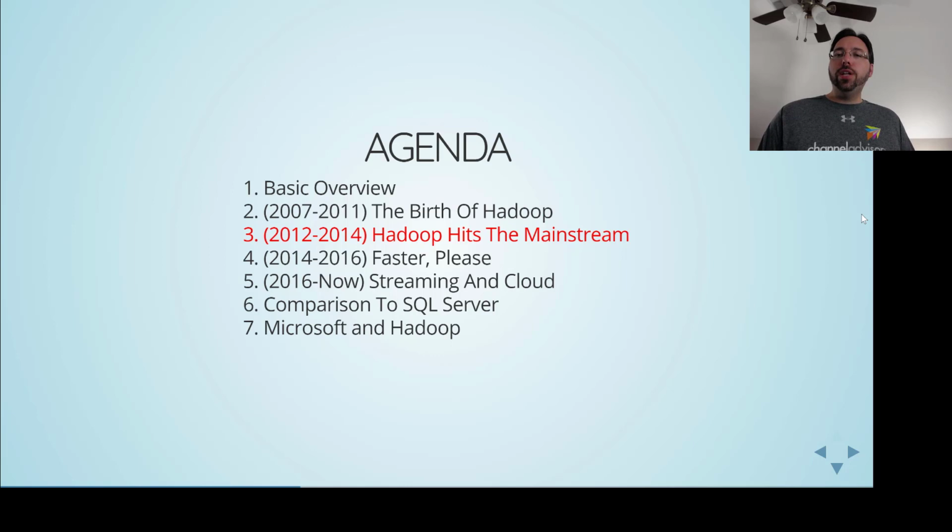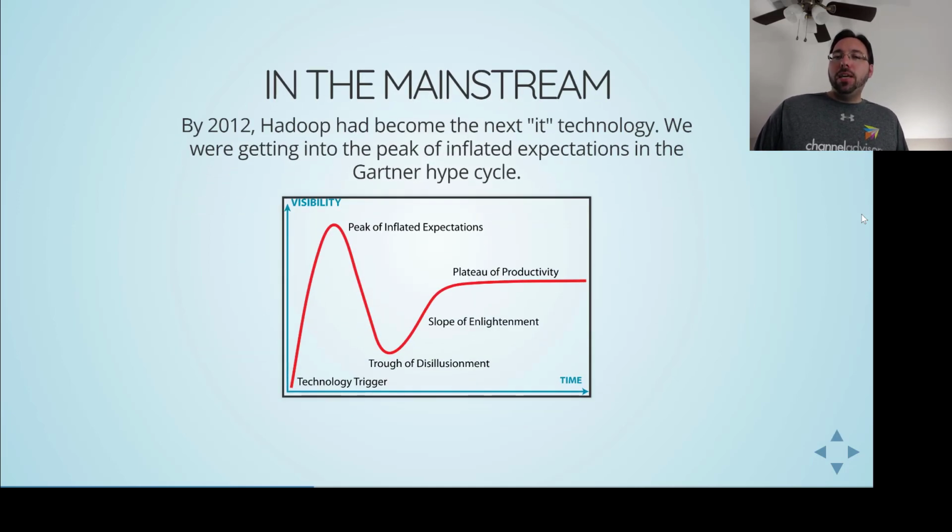This is when Hadoop really hits the mainstream. So up to this point, Hadoop had mostly been in the space of very large companies that had specific problems they needed to solve around batch processing of gigantic amounts of data. Then, Hadoop becomes the next big thing.